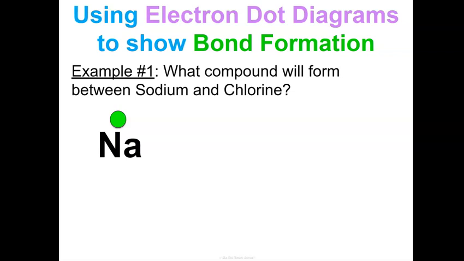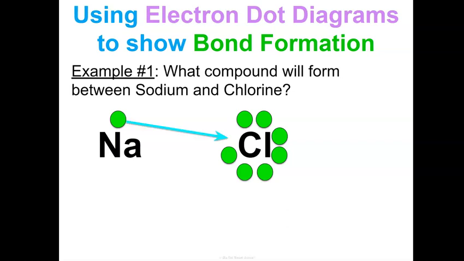Symbol for chlorine is Cl. How many valence electrons does it have? 7. Now again, I ask you, what is the magic number? 8. Not rocket science here to know that sodium is going to give its electron to chlorine. That's all you're going to do. Draw an arrow.